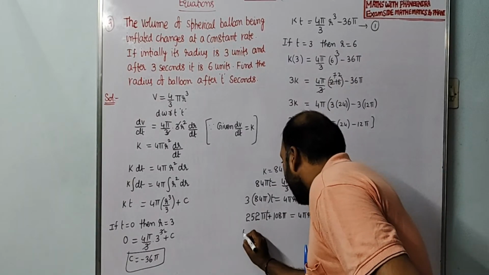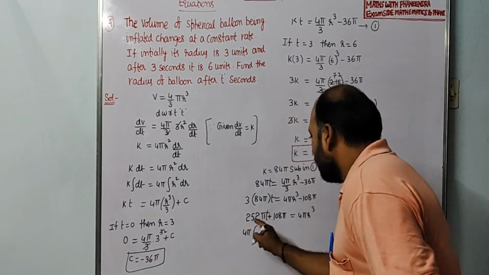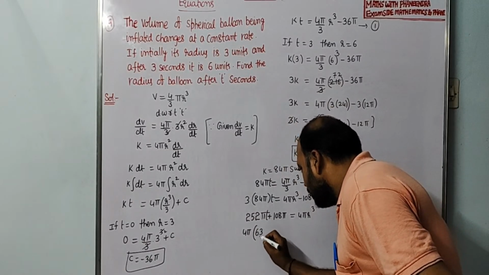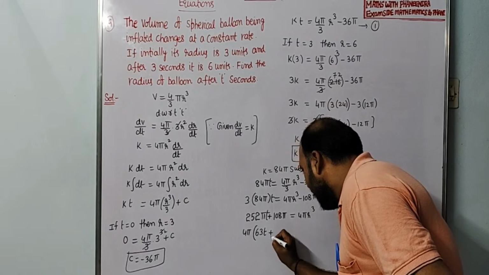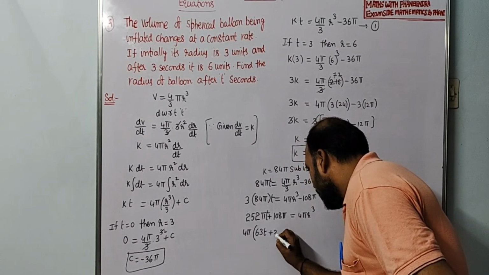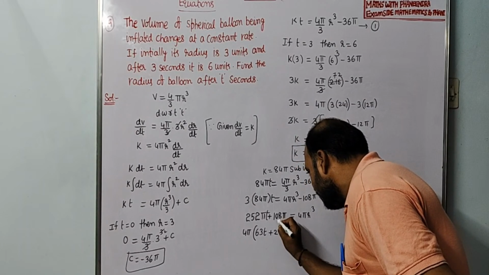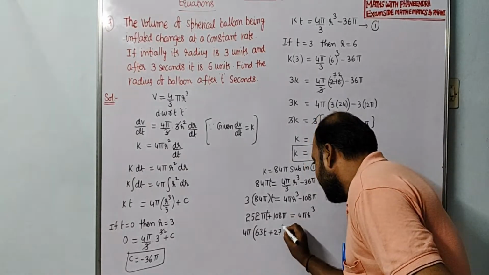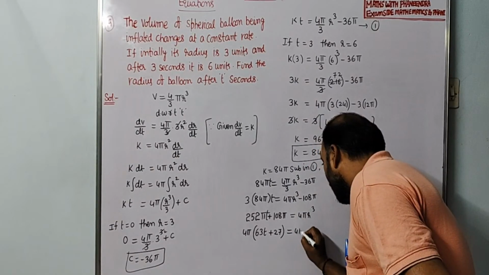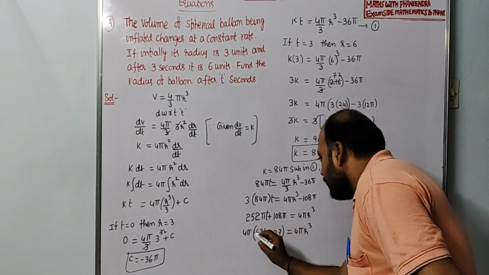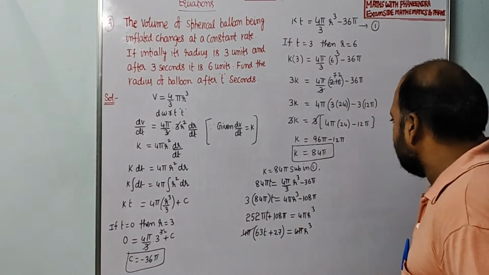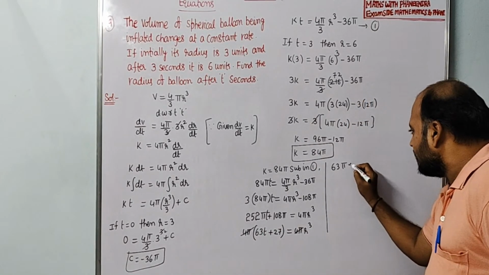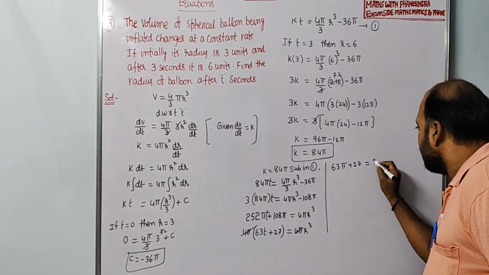So 4 pi take common on both sides. If you take out common 4, 4 6s are 24, 4 3s are 12, so 63t. 4 2s are 8, so remaining 28 is the 4 7s, is equal to 4 pi times of r cube. Both sides 4 pi get cancelled. 63 pi plus 27 is equal to r cube.